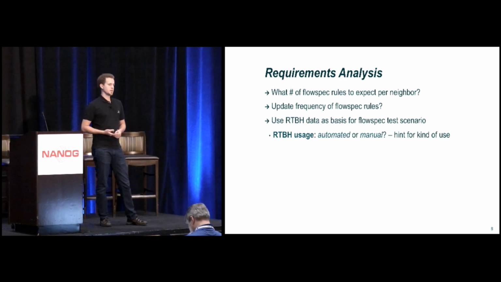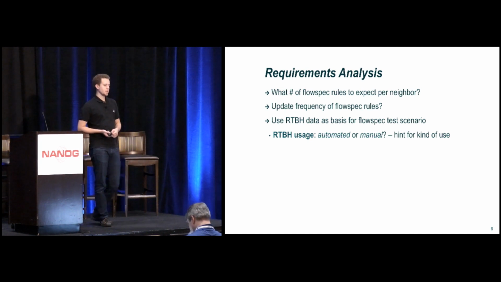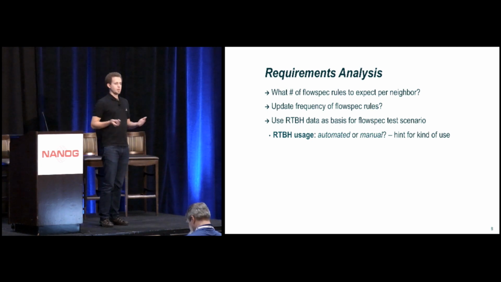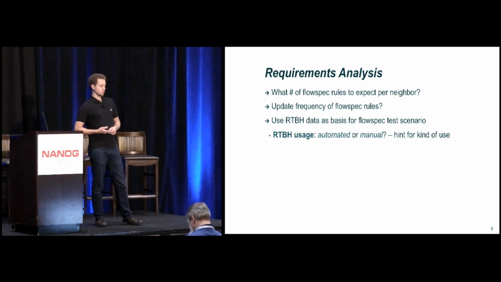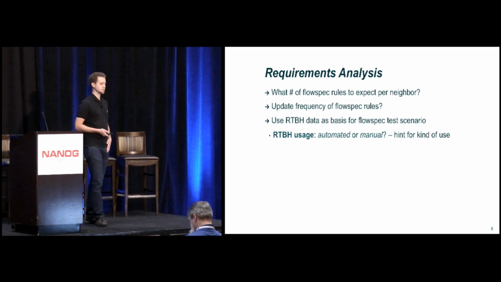So we looked at the data from remote triggered blackholing, and we take it as a basis to estimate what would happen if we were using Flowspec. And we were interested in: do our peers use it manually, or do they already have automation in place for remote triggered blackholing? And I will give answers to that right now.